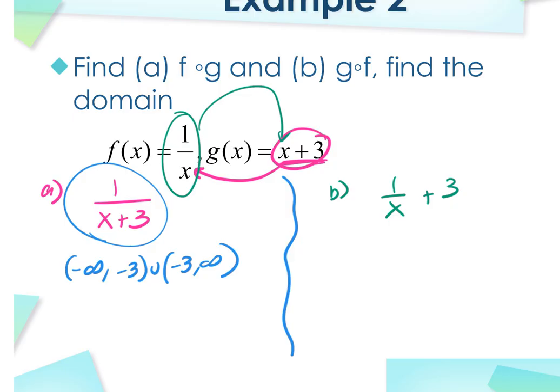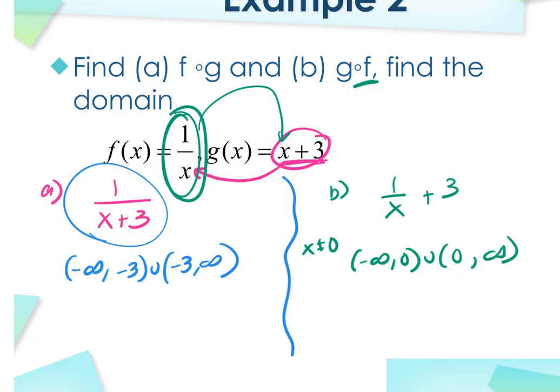Is there a domain restriction in my initial f? Right, because we're doing the one on the right. Is there a domain restriction in f? Yes. What is it? X cannot equal 0. Then I check my new one. Is there a domain restriction in the new one? Yes, but it's the same, right? It still can't equal 0. So my domain is negative infinity to 0 and 0 to positive infinity.